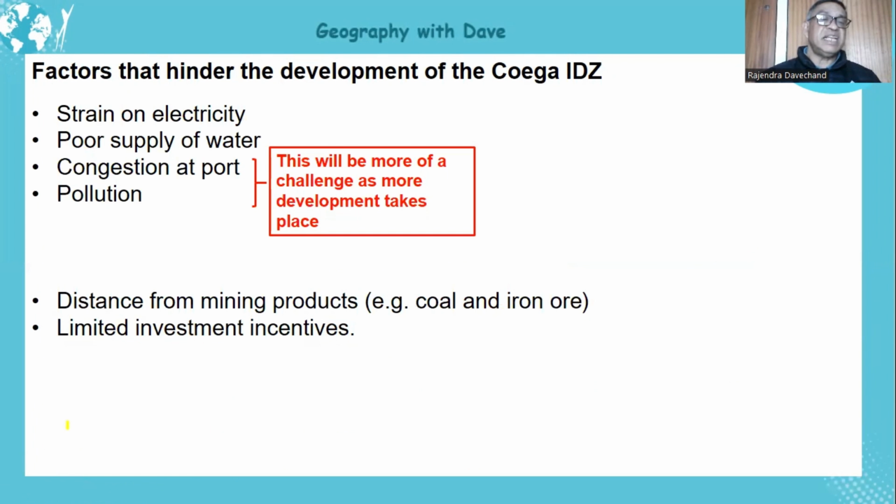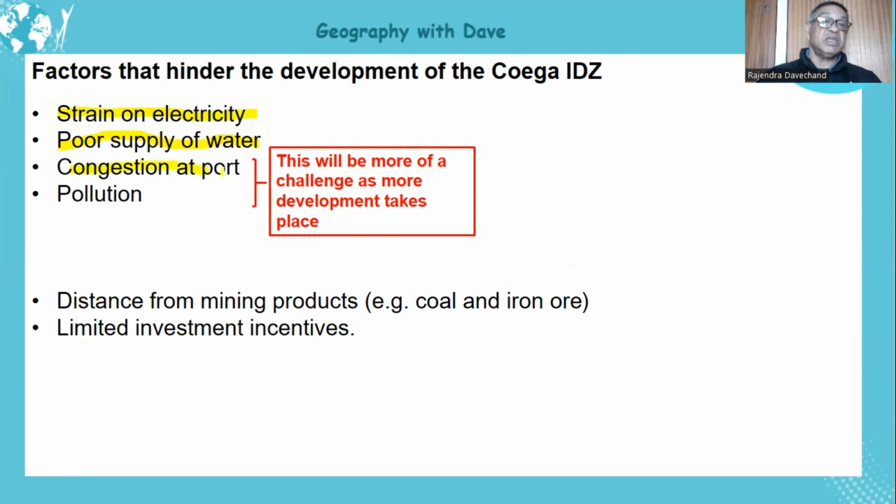Then factors that hinder. One of them is the strain on electricity. We need electricity, although they're coming up with natural gas and nuclear power to overcome this. There is a strain on electricity, let alone load shedding, but there's a strain in the area itself. Then poor water supply in the area, especially when there are periods of drought, etc. We have even less water supply.